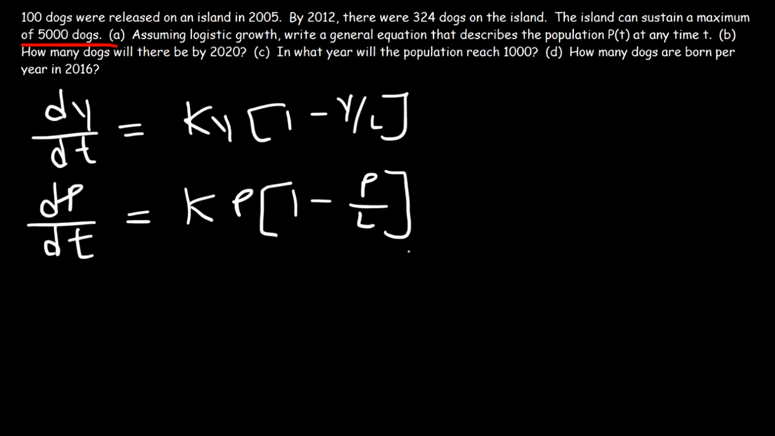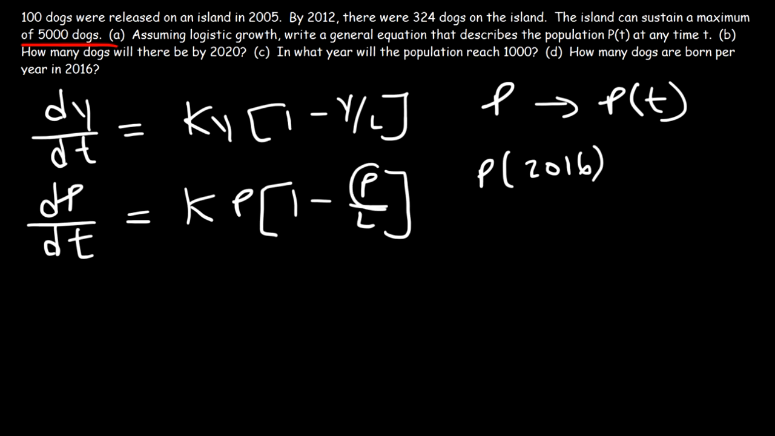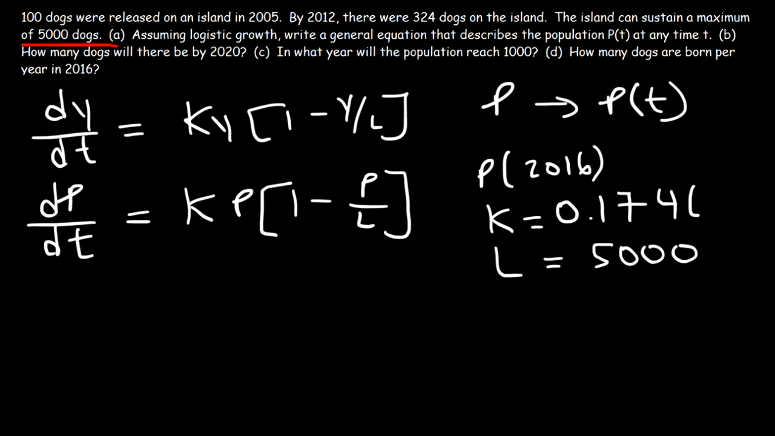So what can we do at this point? How can we figure this out? P is basically the same as P of t. So what is the population in the year 2016? That's going to give us the value of P. So that's one thing we need to figure out. We know the value of K. And we know L. L is 5,000. And K is 0.1746. So we have everything we need except P.